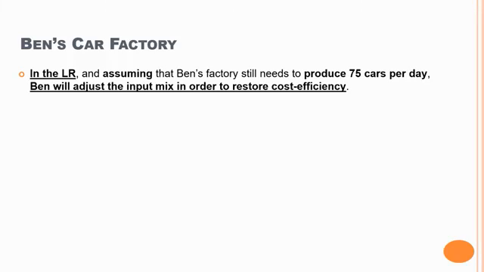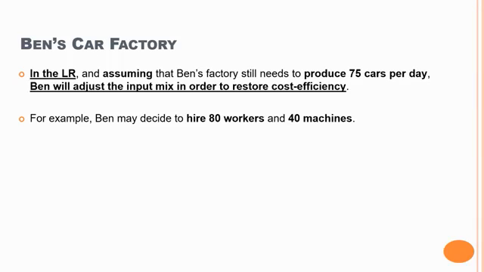Okay, so in the long run, and assuming that Ben's factory still needs to produce 75 cars per day, Ben will adjust the input mix in order to restore cost efficiency. And remember, cost efficiency is achieved in our example when you have 2 workers per machine. For example, Ben may decide to hire 80 workers and 40 machines overall, not to add, but overall to have 80 workers and 40 machines, which is less than before. Initially, when he planned to produce 100 cars, he had 100 workers and 50 machines. Now that he realizes that he only needs to produce 75 cars per day rather than 100, he's going to get less labor and less capital.